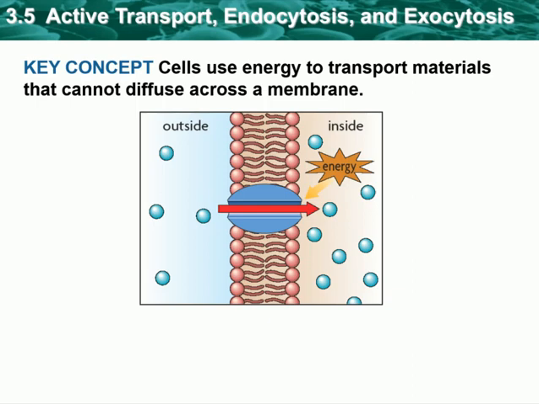Chapter 3, Section 5, Active Transport, Endocytosis, and Exocytosis. Key concept: Cells use energy to transport materials that cannot diffuse across a membrane. Main ideas: Proteins can transport materials against a concentration gradient, and endocytosis and exocytosis transport materials across membranes in vesicles.